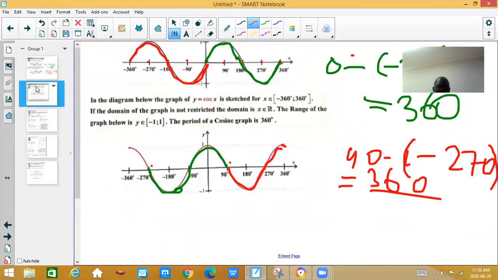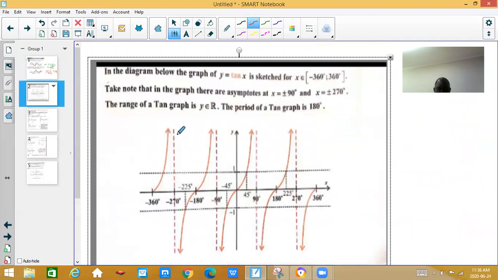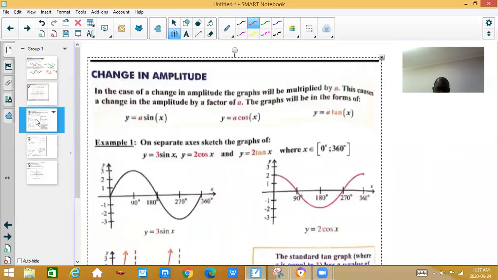Now, let us go on to tangent. Tangent is sketched. When you look at the graph, this one starts from here up to here, and it repeats. So we are saying minus 90 minus 270, it gives us 180. So the period of tangent is 180 degrees.